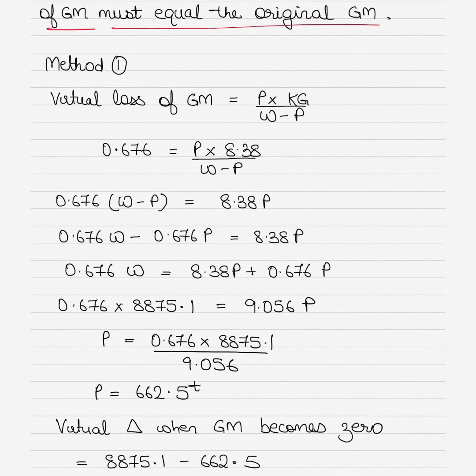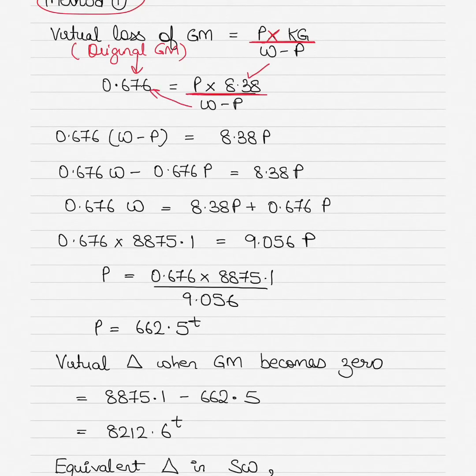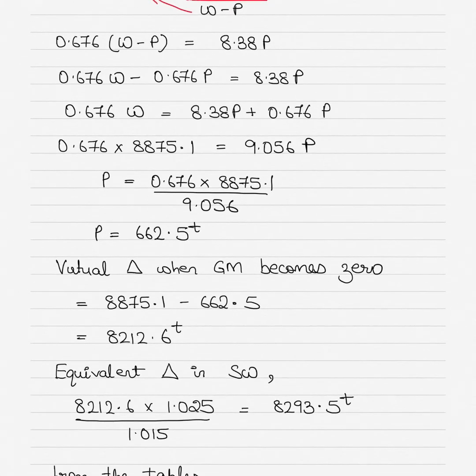So the drafts at which her virtual GM becomes nil, method 1, again virtual loss of GM will be equal to P multiplied by KG divided by W minus P. So again, because we assume that an apparent loss of displacement has taken place, we also take into account a shift in the center of gravity or a change in the KG, and therefore we take P multiplied by KG divided by W minus P. Here you know KG, you know virtual loss of GM is equal to the original GM that you calculated above. Original GM becomes 0.676, right? So here you will take this here. So 0.676 multiplied by W minus P will be equal to 8.38 by P.